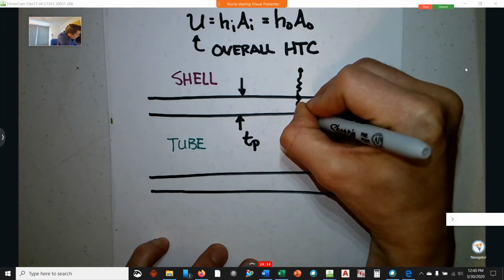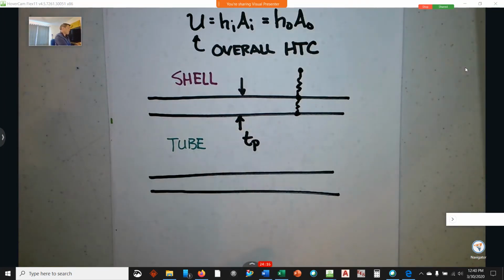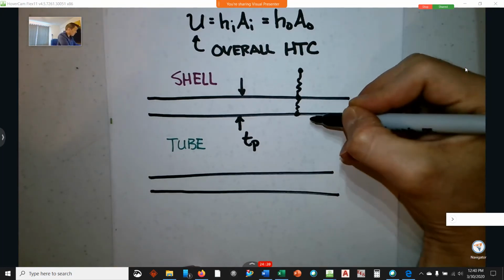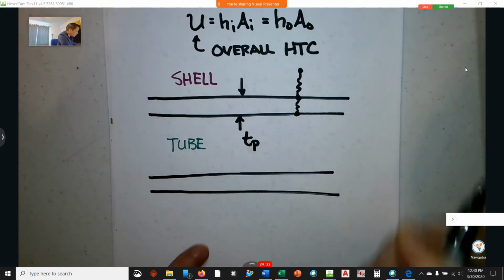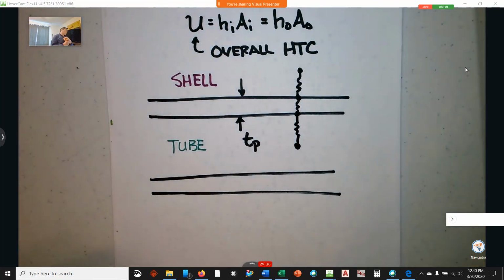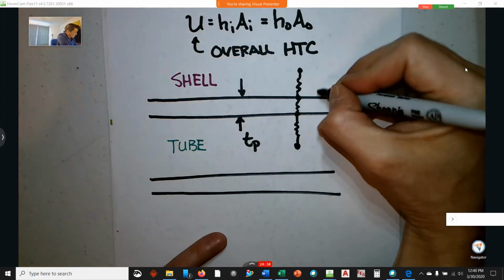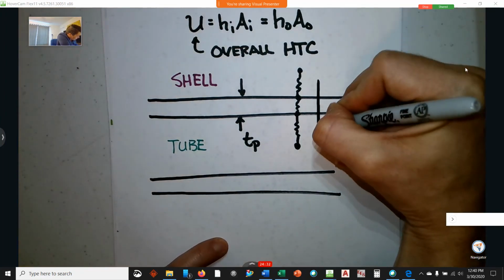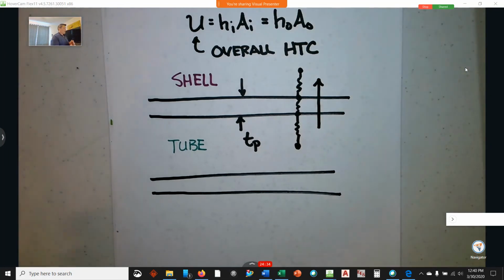L over kA is the thickness, or if this is a circular pipe, we'd have the natural log of the outer radius over the inner radius over 2 pi kL. And then you have 1 over h_o A_o. And if we have a steady state system, a heat exchanger operating in steady state, we have a constant flow through these resistors, and you can derive this overall heat transfer coefficient from a resistance network.